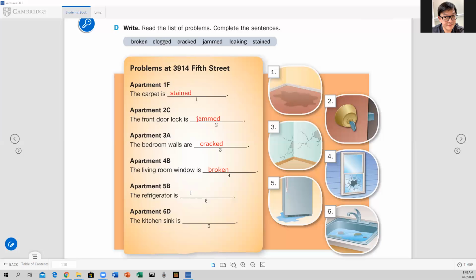Number five, the refrigerator is leaking. Refrigerator is leaking and the kitchen sink is clogged. Simple exercise, right? That's it. Any questions? No questions? Okay.